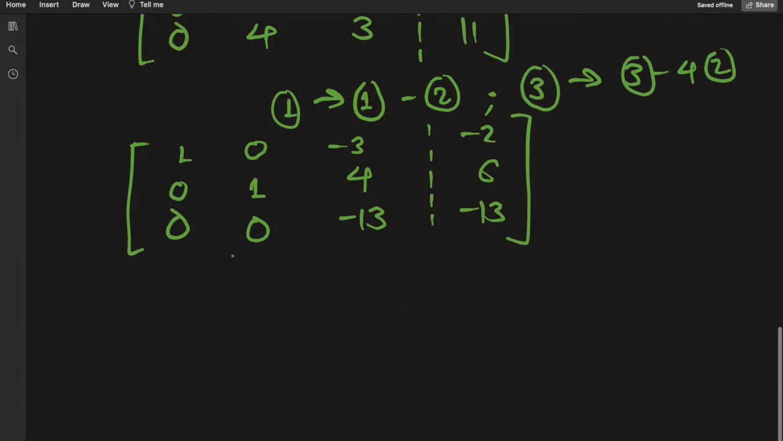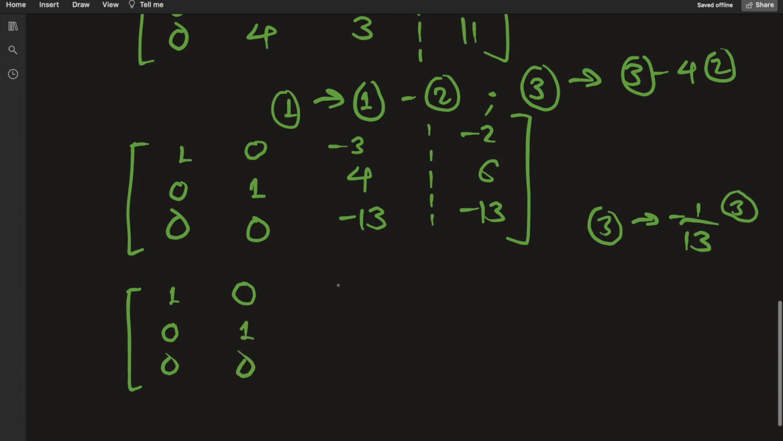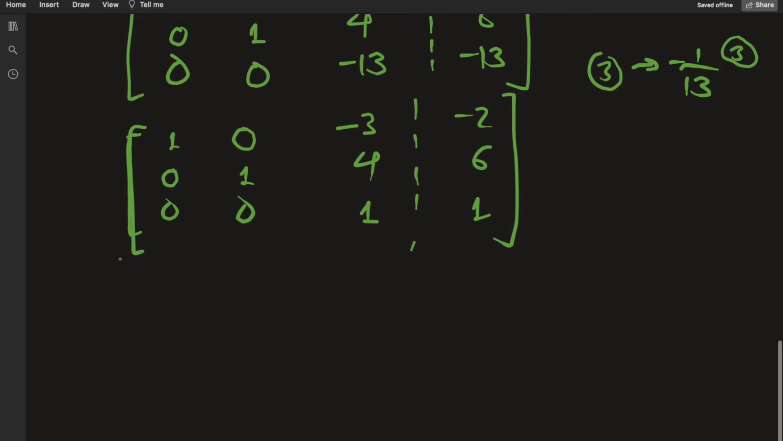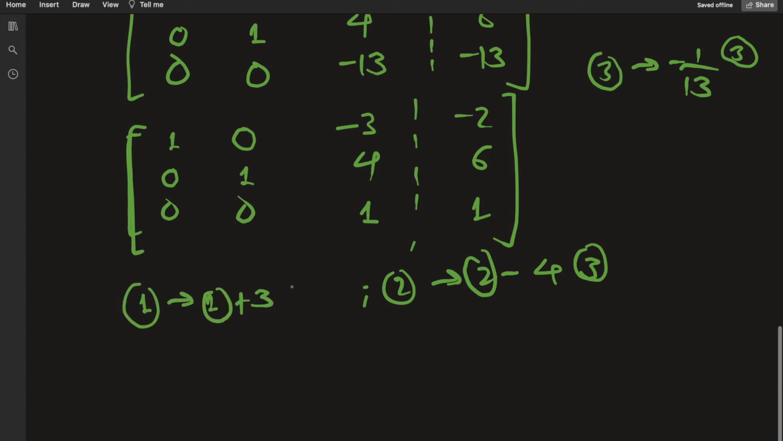Okay, now we can divide row 3 throughout by negative 13. That'll give us a 1 basically. And now making everything else 0. So row 2 is just row 2 minus 4 times row 3. Row 1 is just row 1 plus 3 times row 3.